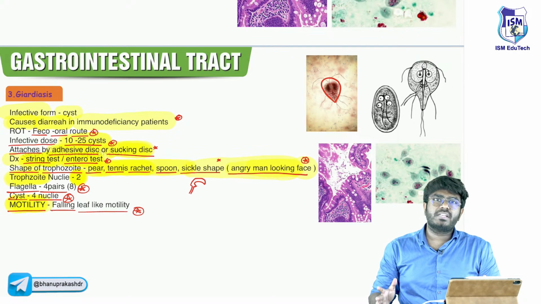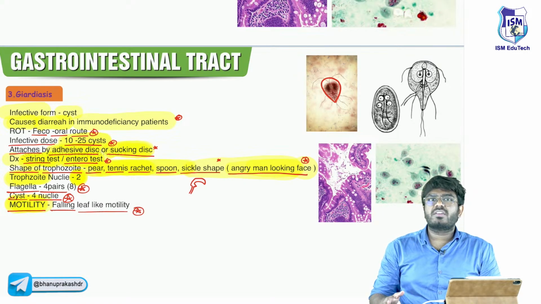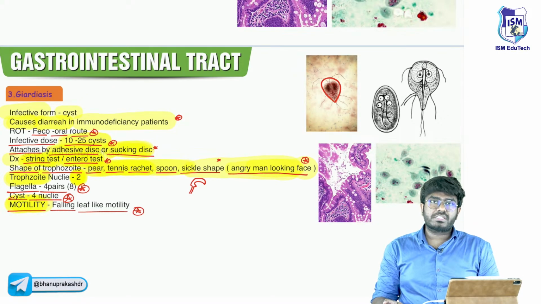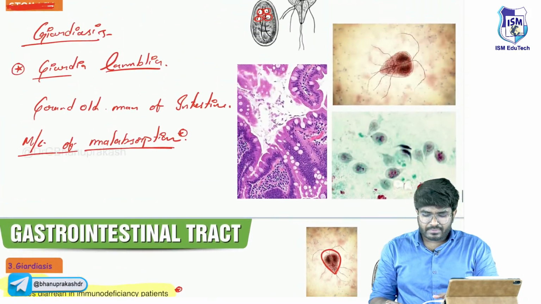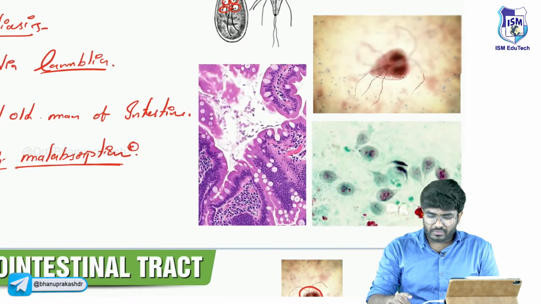Okay, and here Giardiasis, Giardia lamblia, grand old man of the intestines. Okay, pear shaped, sickle shaped, spoon shaped. The trophozoite is going to have 2 nuclei, the cyst is going to have 4 nuclei, 4 pairs of flagella. Falling leaf-like motility is going to be seen. These are some important points which I want you to know. A string test, Entero test is going to be done for this organism. Image-based question, sickle-shaped organisms. Okay, angry man looking face.